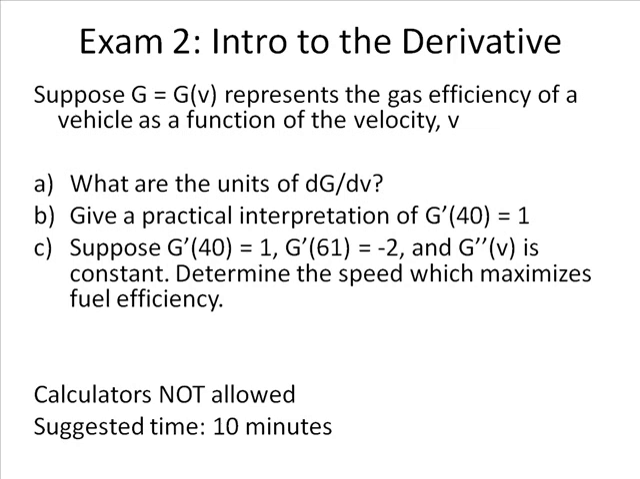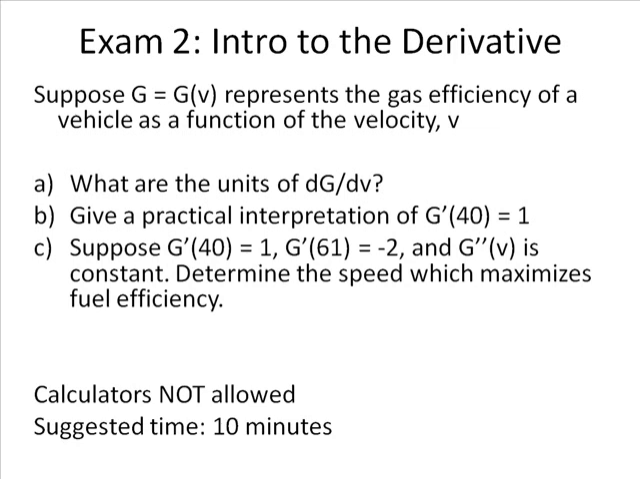So my first question is, if G is a function of V, then what are the units of the derivative of G with respect to V? That was like 6% of the exam question: do you understand what these things represent? Part B, I asked for a practical interpretation of what it even means if G prime of 40 is equal to 1. What does that represent with respect to the velocity and the fuel efficiency? Again for part B, just write it out in words, express it in detail. Physically write out in a sentence, what does G prime of 40 equals 1 represent?